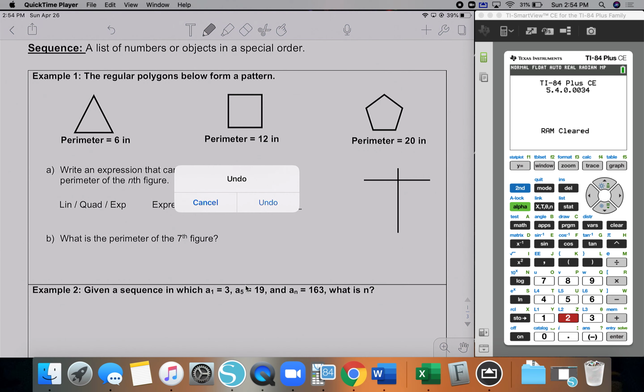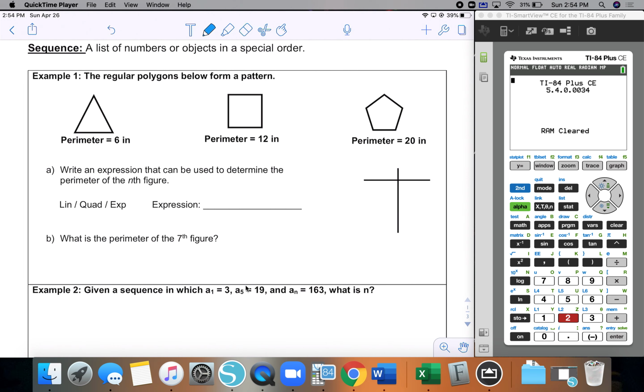In example 1, the regular polygons below form a pattern. We have a triangle with a perimeter of 6 inches, a square with a perimeter of 12 inches, and a pentagon with a perimeter of 20 inches. Part A asks us to write an expression that could be used to determine the perimeter of the nth figure. So this is going to be a figure and a perimeter. In my figures, when they say nth figure, they're looking for the number of the figure. So the first figure has a perimeter of 6, the second figure has a perimeter of 12, and the third figure has a perimeter of 20.